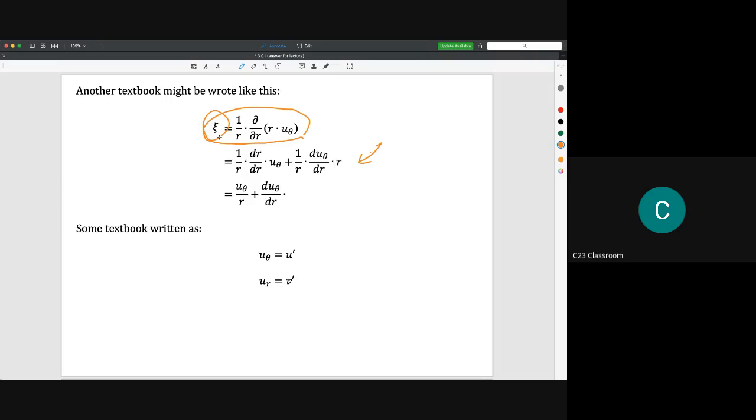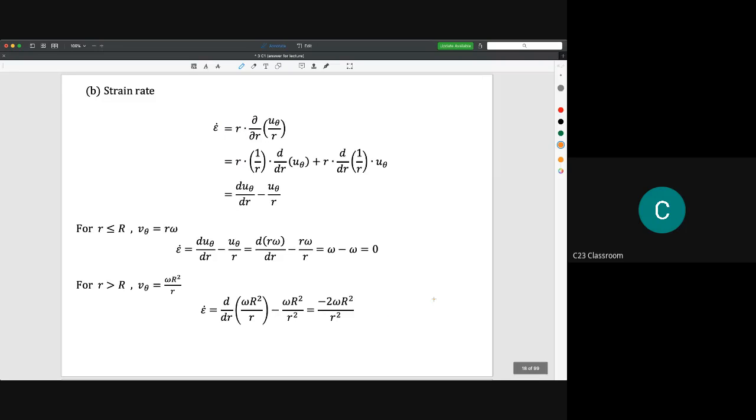Okay. So another thing is in polar coordinates there are so many ways to write the velocity. Sometimes they will use u theta, u r, and u z. Sometimes they will use u prime, v prime, and w prime. They just want to differentiate from the Cartesian coordinate, where they will use u, v, and w.